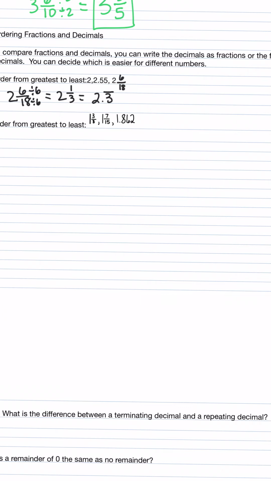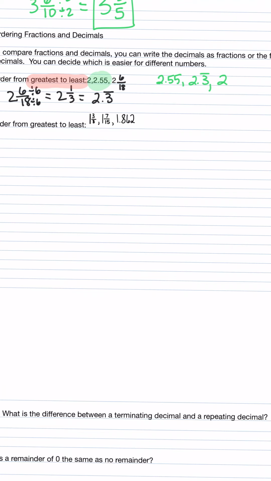So we have the number 2, the number 2.55, and 2.3. So if we're ordering from greatest to least, and do pay attention because this will switch, the biggest number is going to be the 2.55. So 2.55, and then 2.3, and then the number 2 is the least, the smallest number.